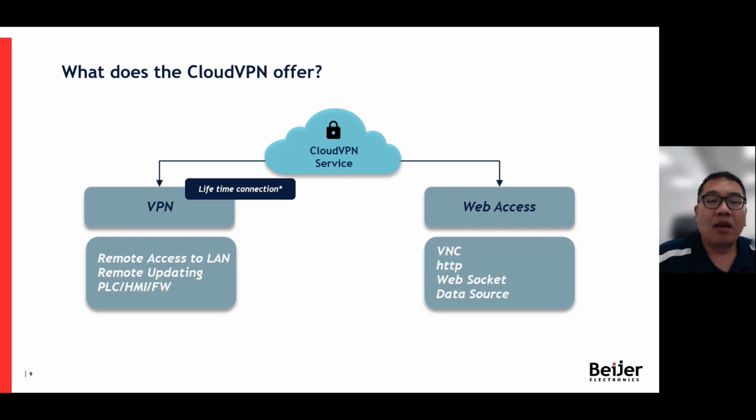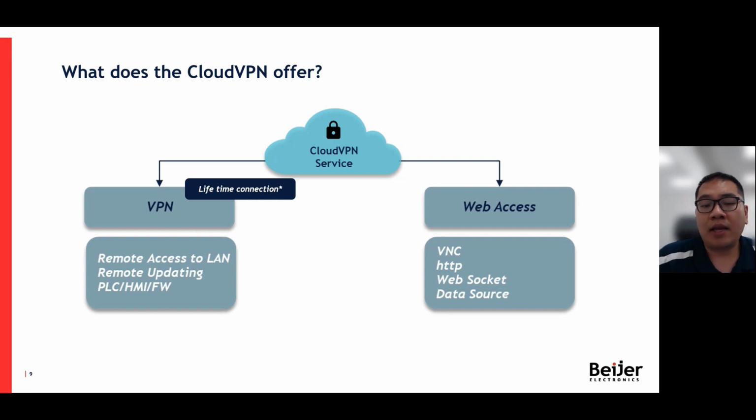So on the VPN, what does the VPN give you? Having a VPN connection, you actually get a direct VPN tunnel to the whole local area network behind your router. What that means is that you're able to do remote updating of your HMI, your PLCs, or whatever systems that require a LAN network connection that you have. You can also do remote PLC firmware updating with the CloudVPN once you have connected through the VPN itself.